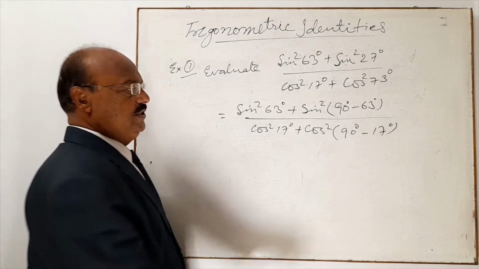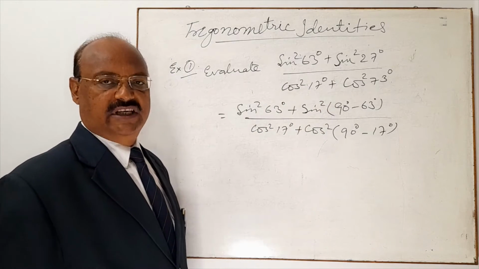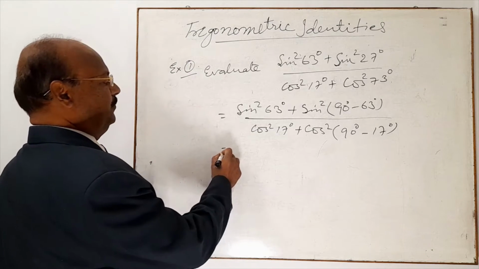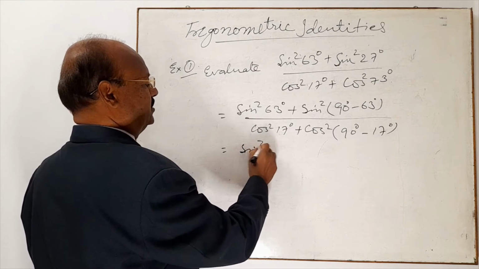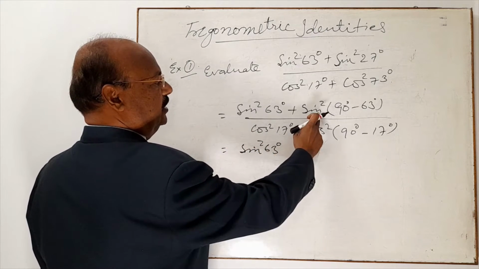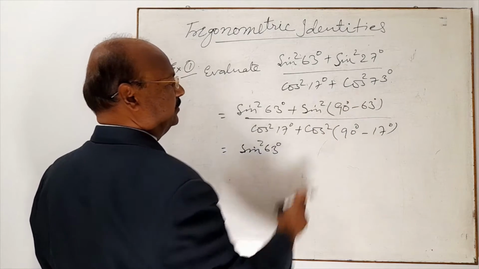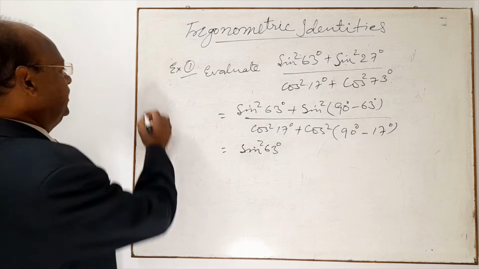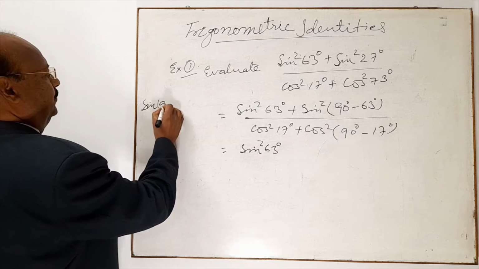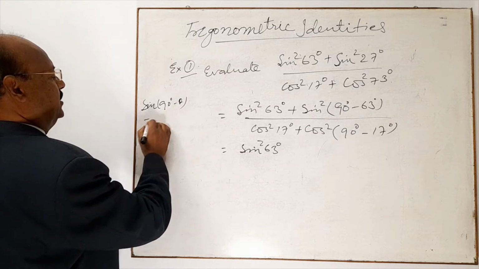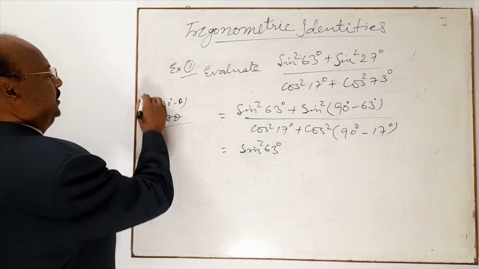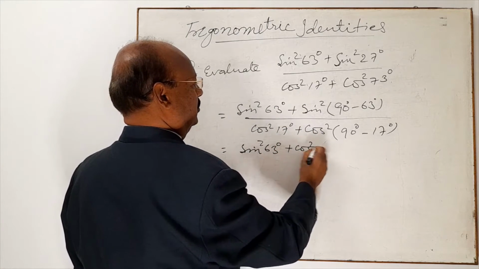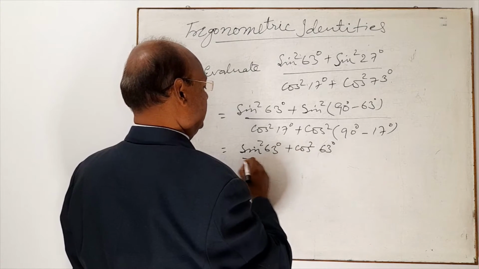Here we are using the formula of complementary angles that we have discussed in the previous video. Now you see, we are getting here sine square 63 degree, sine square 90 minus theta. So sine 90 minus theta is cos theta, that we have already discussed in the previous video. Sine 90 degree minus theta is equal to cos of theta. So with the help of this result, this can be written as cos square 63 degree.